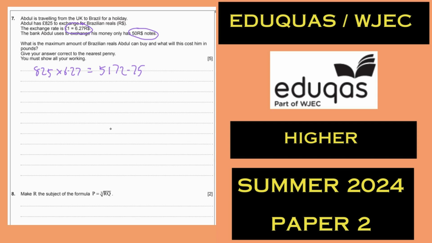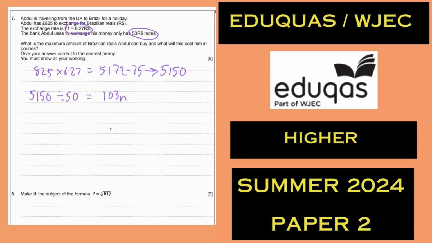It says only got 50 multiples of 50. So you can't, with your extra 22 odd, make up a 50 real note. So it needs to be rounded down to 5150. That means you can divide it by 50, which will tell you how many notes you can get. And it's 103 of them.